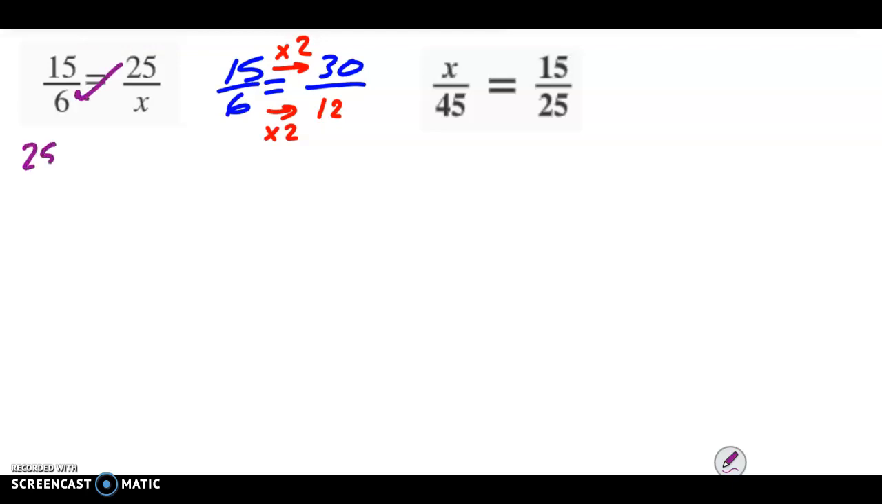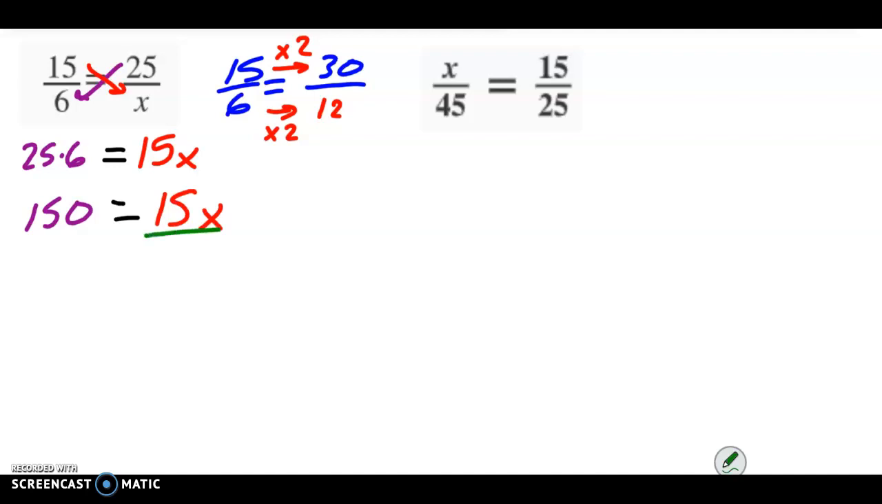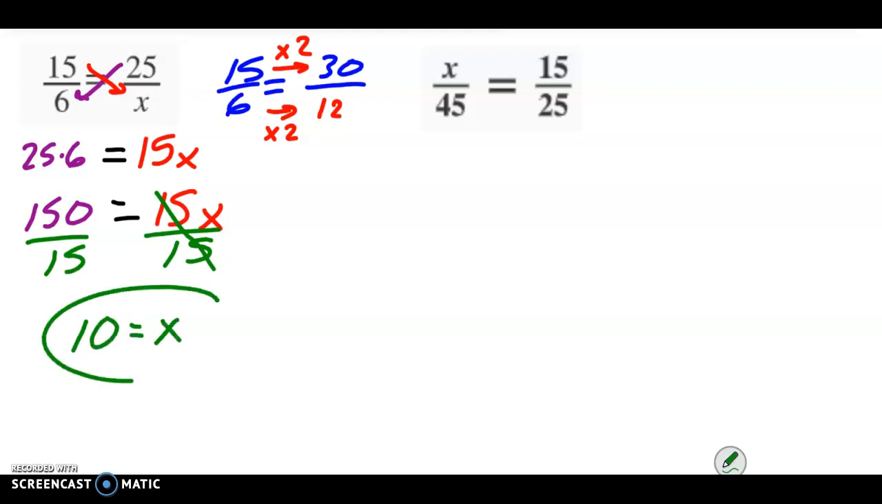So 25 times 6 has to equal 15 times x. In order for this to be a proportion, whatever that x is going to be, we're going to find it by knowing that it has to be equal to 25 times 6. 25 times 6 is going to be 150. That's got to equal 15x. And all we have to do to finish that off is divide by the 15, like any other one-step equation we've seen, and we get the x to equal 10.